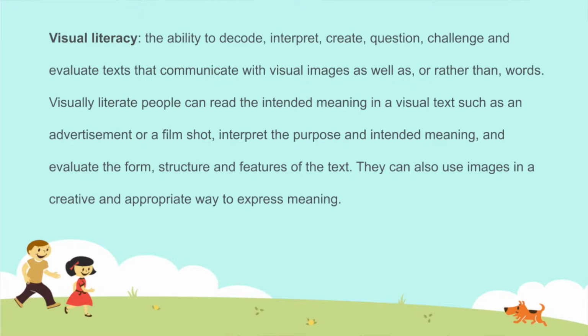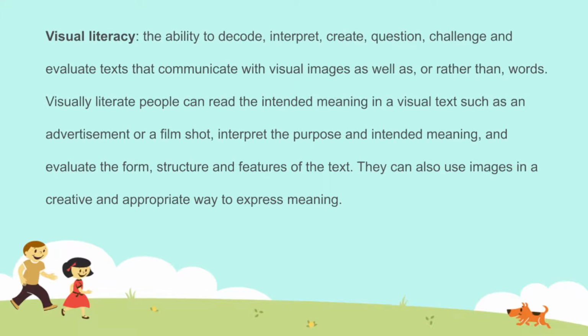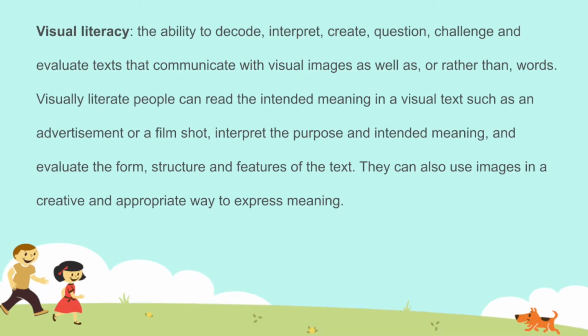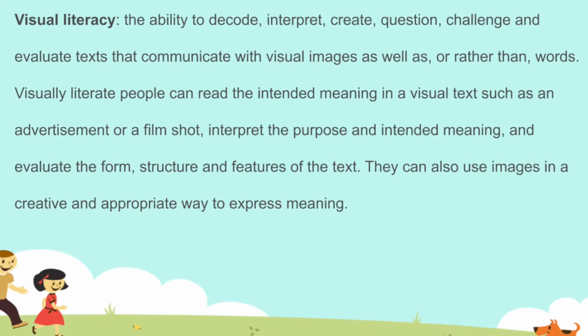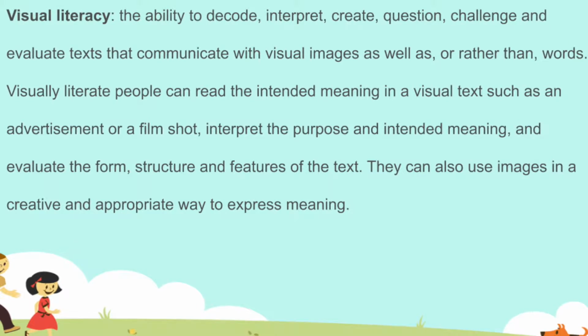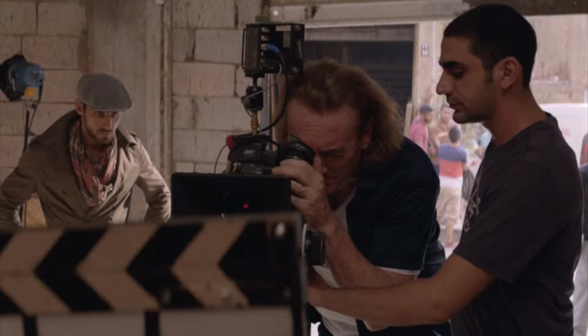Visual literacy is the ability to decode, interpret, create, and evaluate texts that communicate with visual images or words. Visually literate people can interpret the intended meaning of a text, such as an ad or a film shot.